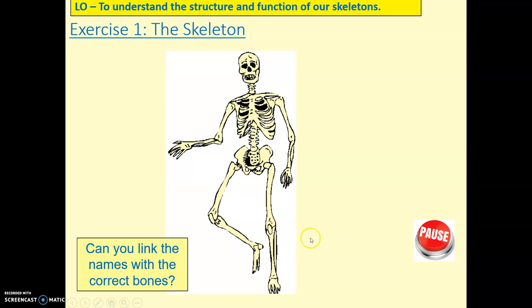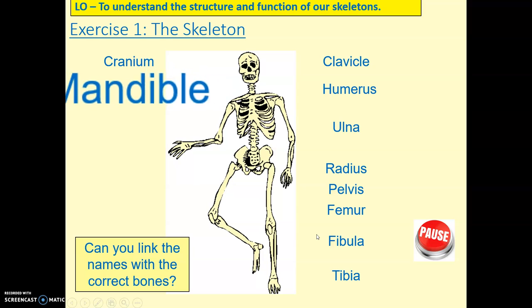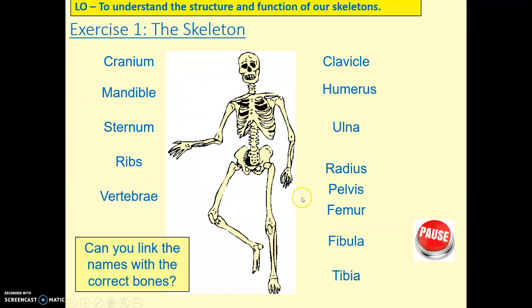Okay, so your first task, exercise 1. Here we have a diagram of a human skeleton, and we have 13 different names of bones. Can you link the names with the correct bones? So can you draw in a simple diagram of a skeleton and then try and link to where you think each one of these bones are? Give yourself 5 minutes for this, pause the video and have a go. You have 5 minutes, go.